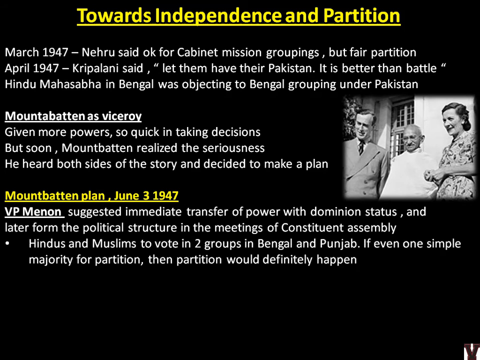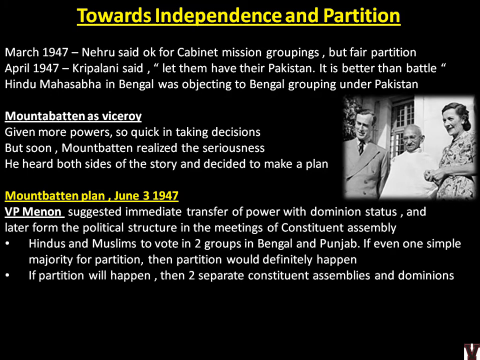Hindus and Muslims to vote in 2 groups in Bengal and Punjab. This was actually part of the Mountbatten plan. And even if one simple majority for partition is passed, then partition would definitely happen. So they decided to do voting on both sides, east and west, and if it passes through a simple majority, partition would definitely happen. And if partition happens, then there will be 2 separate constituent assemblies and 2 separate dominions. That was the decision.